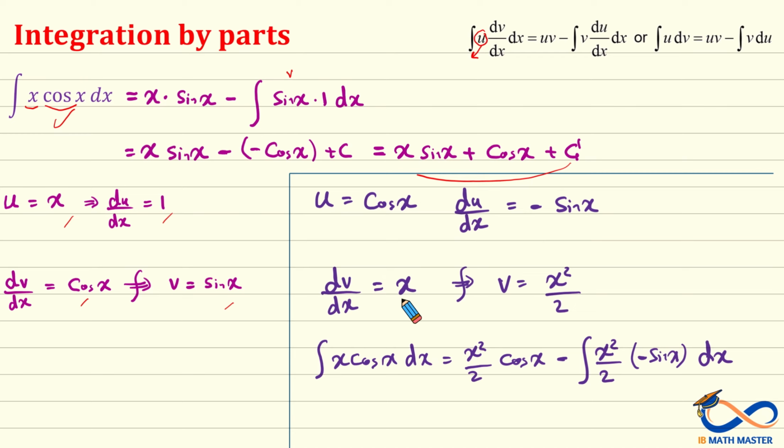And dv over dx is x, therefore by integrating, v will be x squared divided by 2. If you replace in the formula above u multiplied by v, which is here x squared over 2 times cosine, minus v times du over dx, which will be this. Here we have an even harder integral than the original integral. Here we have x times cosine x, but here we have x squared times sine x, and that's a lot harder. So that's why we cannot continue here if we assume this.